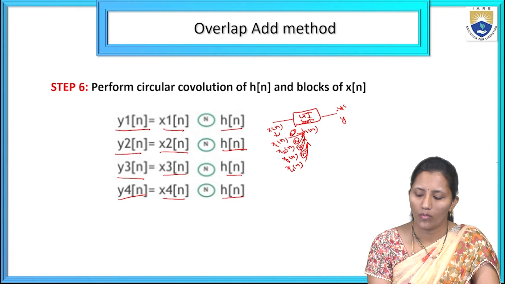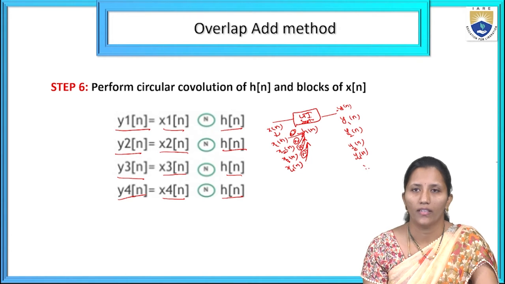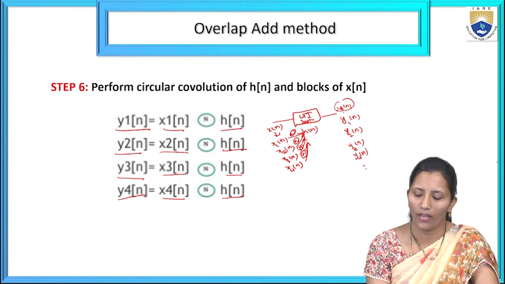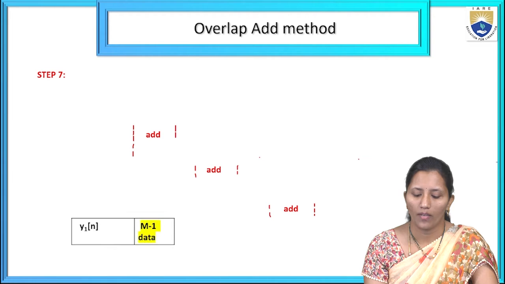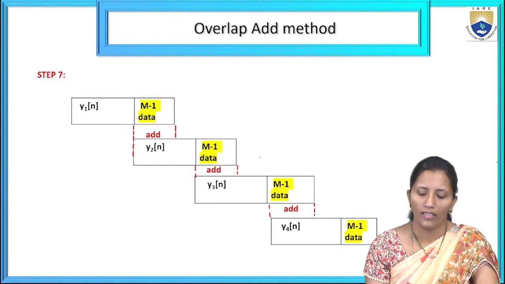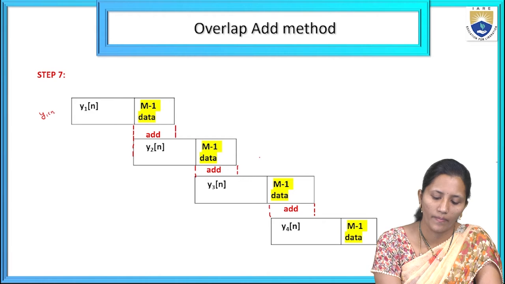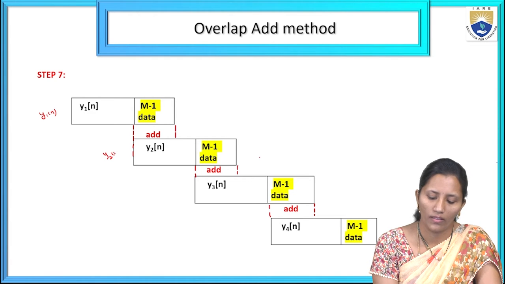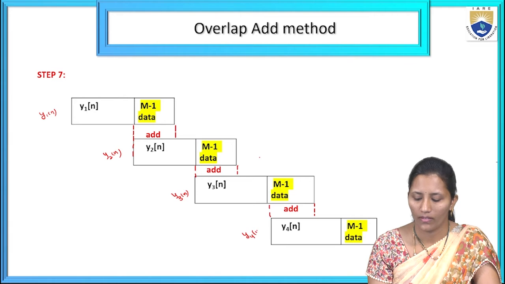Here we are getting the output responses y1 of n, y2 of n, y3 of n and y4 of n. Then what do we have to do? We have to reconstruct y of n from these individual output responses. So in the overlap add method, we combine y1 of n, y2 of n, y3 of n and y4 of n.